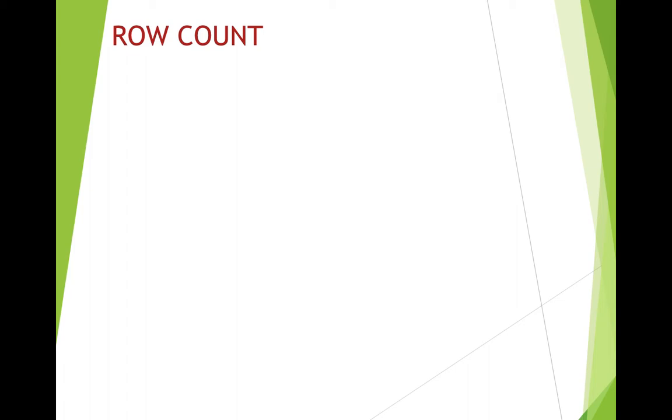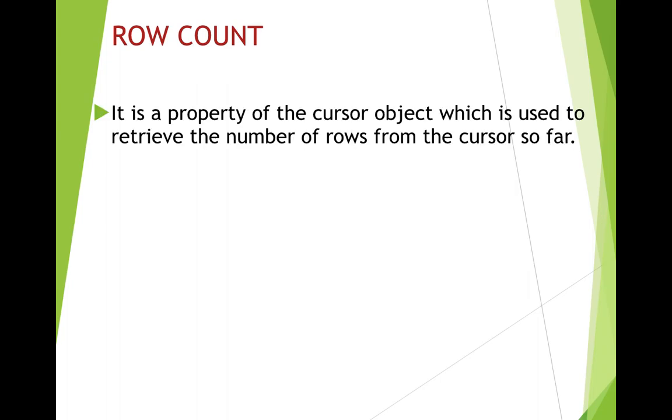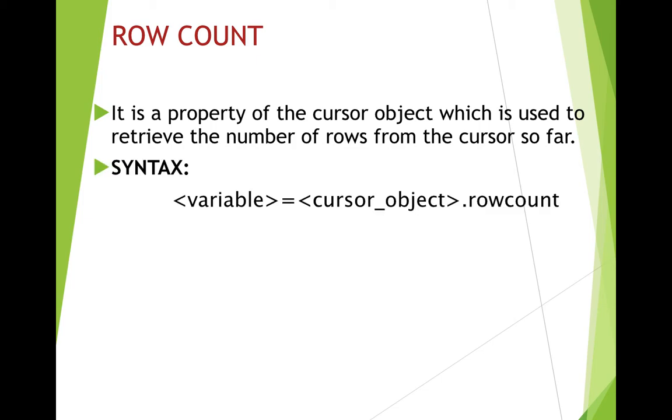Now, after displaying data, if you want to know how many rows have been fetched from the SQL table, you have to use the concept of row count. It is a property of the cursor object which is used to retrieve the number of rows from the cursor so far. So far the cursor is in which position? For knowing it, we can use the property of row count. What is the syntax? The syntax is variable equals cursor object dot row count. Okay, so let us try to implement it.